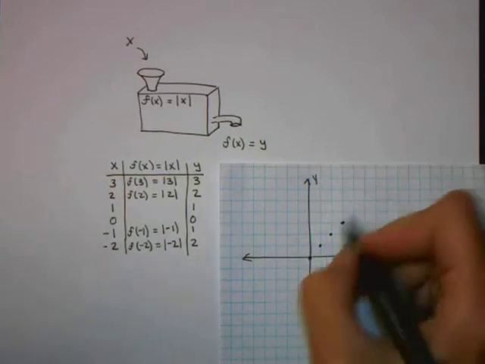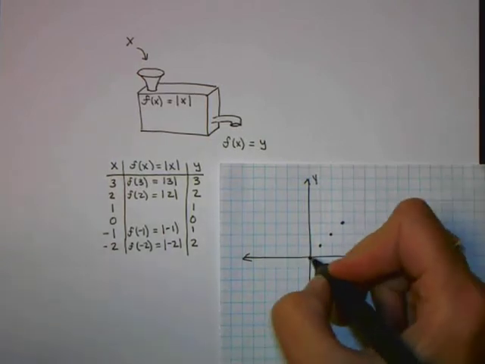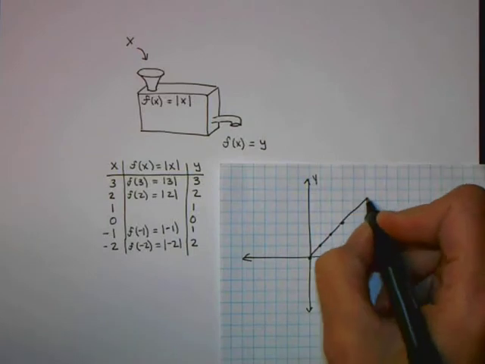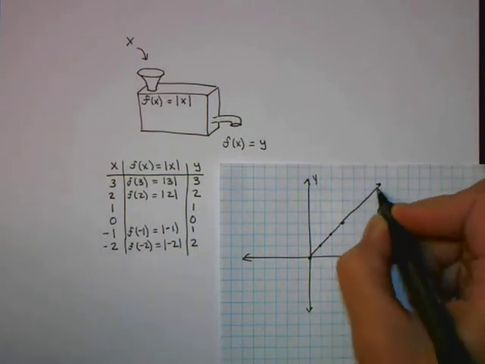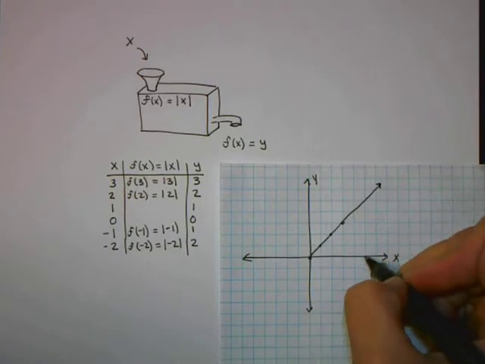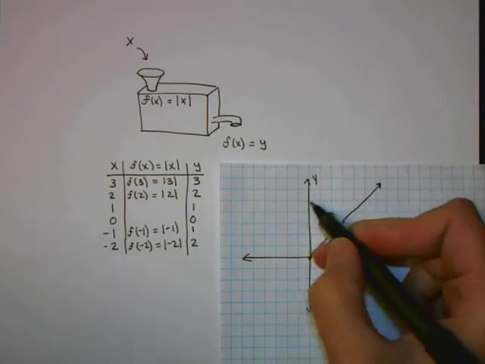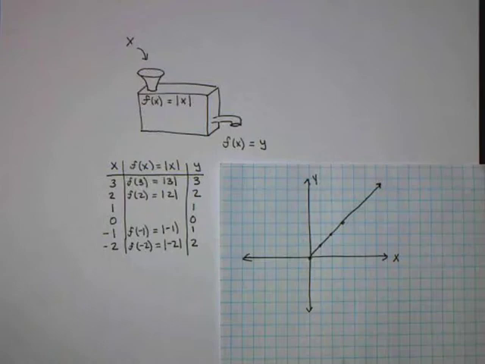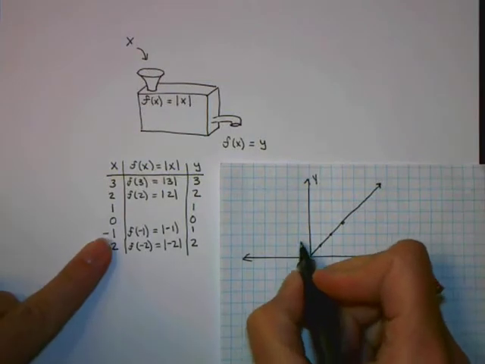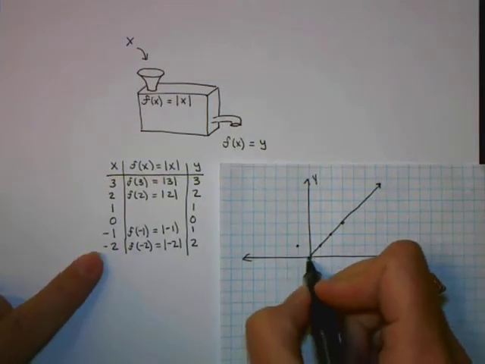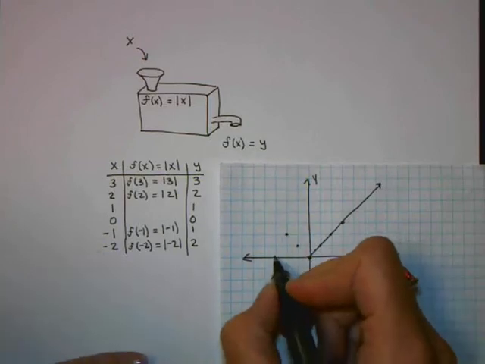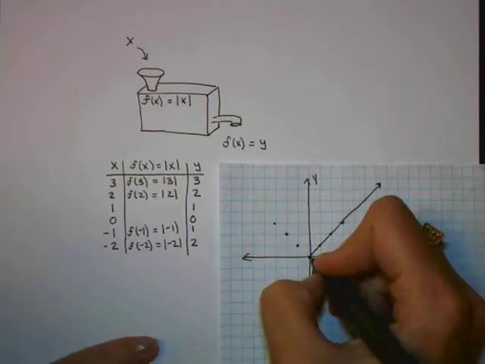Now if we think about it, these points seem to fall on a straight line, and it seems to make sense that the straight line is going to continue off infinitely. Because when x is a positive number, whatever number I put in for x, I get out the exact same number for y. What happens though when the x's were negative? When x is negative 1, y is positive 1. When x is negative 2, y is positive 2. When x is negative 3, y is positive 3.